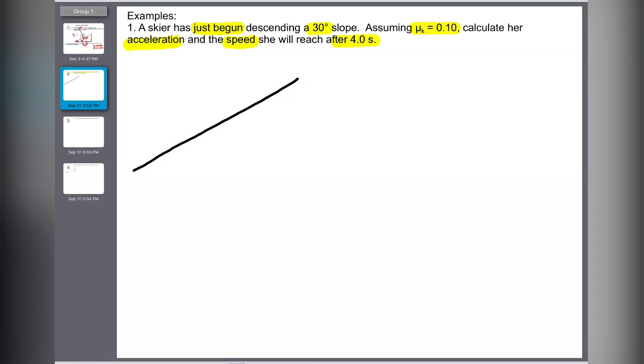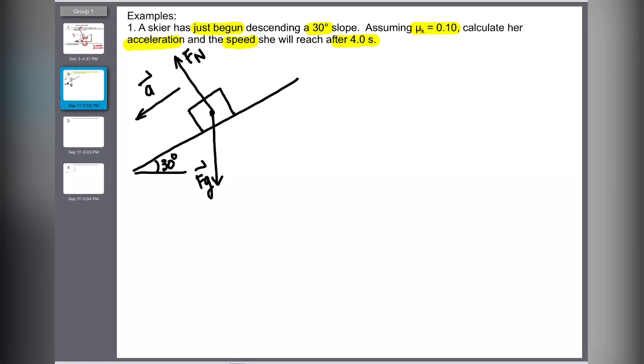It tells you it's a 30-degree slope, so I'm going to draw a straight line. And it has a slope of 30 degrees. And this here is a box. And the box has force of gravity going downward. This is Fg. And it's sitting on the surface, perpendicular to the surface is Fn.